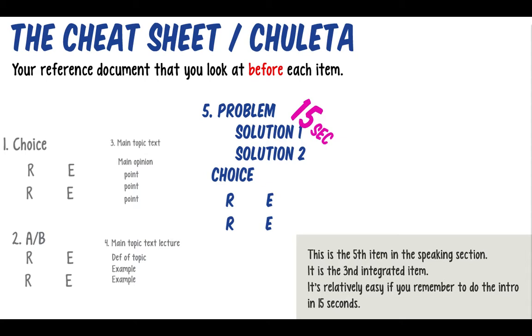Okay, so this is the 5th item. It's the 3rd integrated item. And it's relatively easy if you remember to do the intro in 15 seconds.